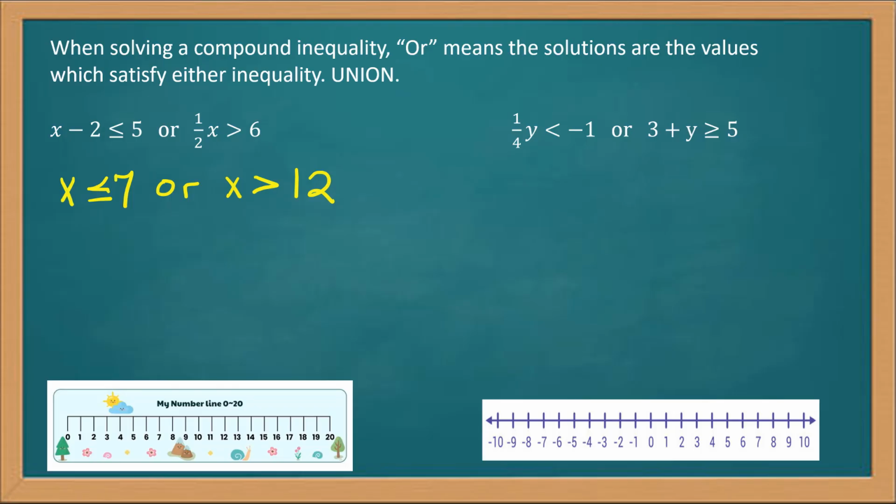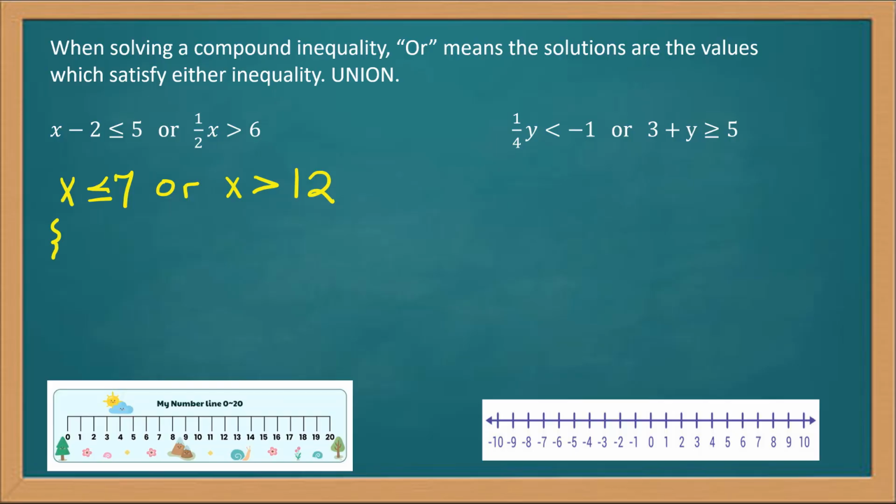And obviously, there's no way for any number to be both. So you're just going to graph all the numbers that would work in either inequality. So you're going to graph all the numbers that are less than or equal to 7 and also the numbers that are greater than 12.